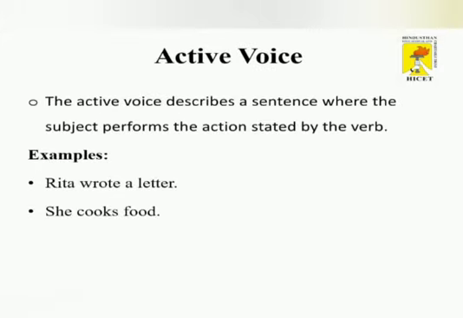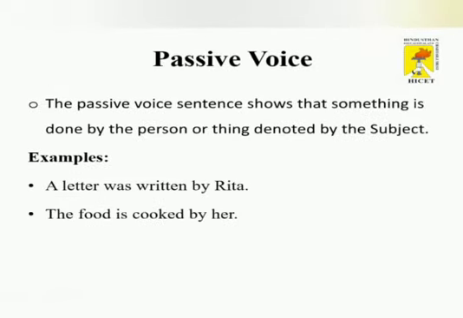The active voice describes a sentence where the subject performs the action stated by the verb. It follows a clear subject-verb-object construction. Example, Rita wrote a letter. She cooks food. Next, the passive voice of a sentence shows that something is done by the person or thing denoted by the subject. Example, a letter was written by Rita. The food is cooked by her.